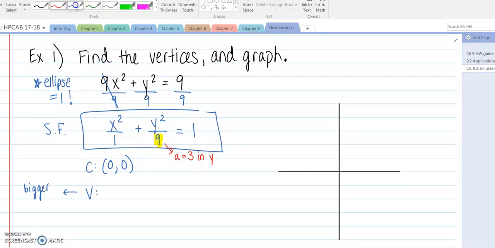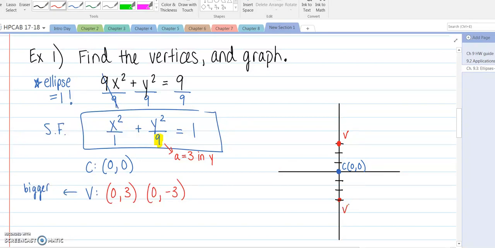So my center is at 0, 0, right here. Well, because A is equal to 3, that means my vertices are going to be 3 away from the center in the y direction. So my vertices will be 0, 3, and 0, negative 3. Or you could write 0, plus or minus 3. That's fine too. So I'm going to move up 1, 2, 3, down 1, 2, 3, and plot some points. Vertex, vertex.